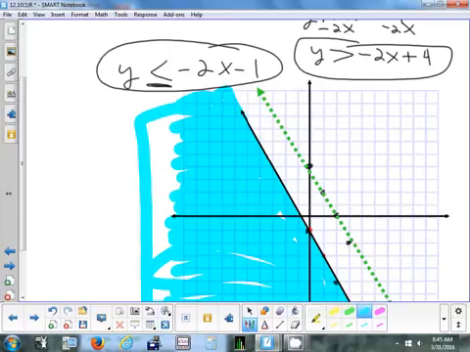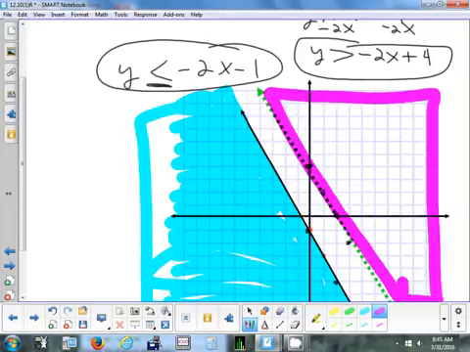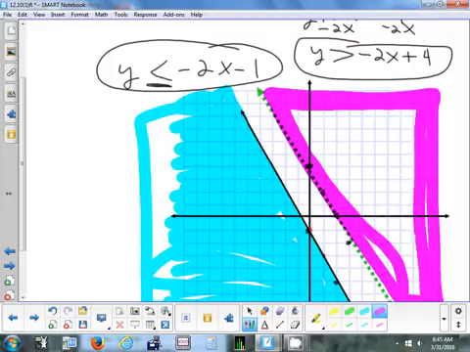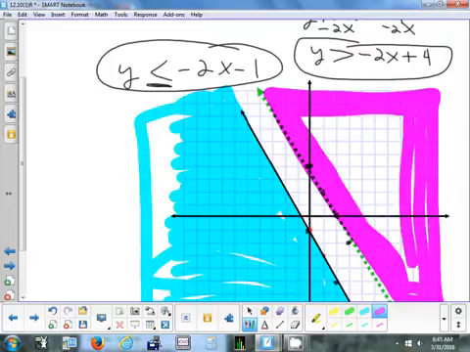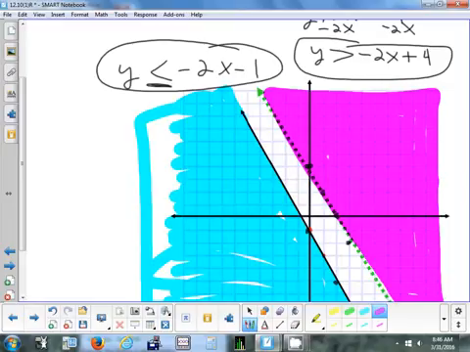Where's my shading? Above or below? Above. Okay, so shade above. Before I say anything, does anybody have any thoughts about this one? How come there's no solution? Perfect, there's no overlap. This time we graphed them. One we shaded below, one we shaded above. There's no overlap, so I write no solution.